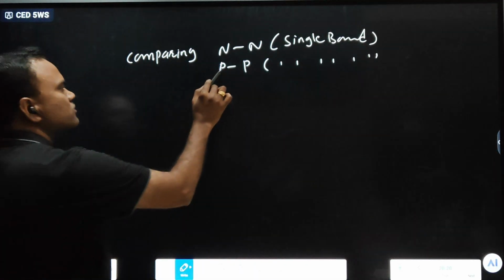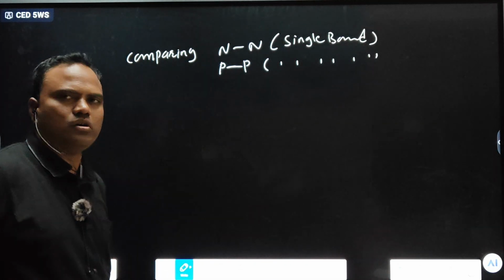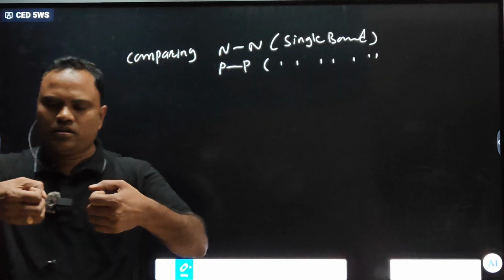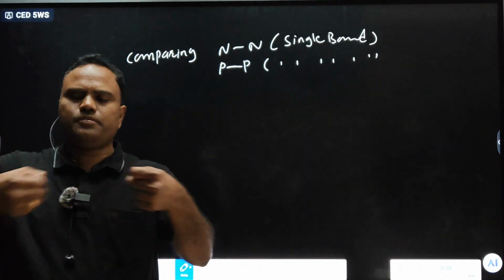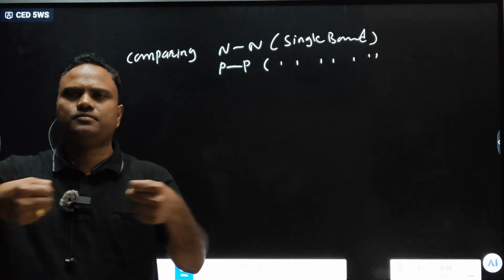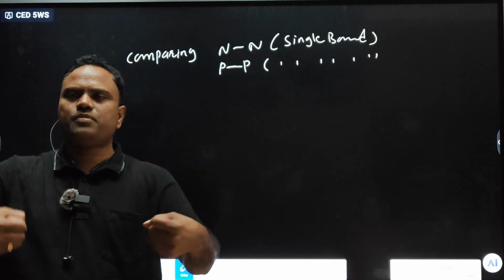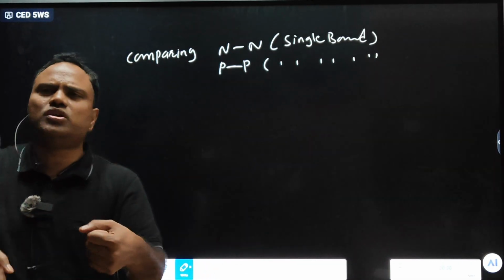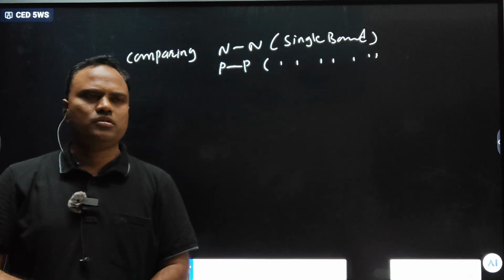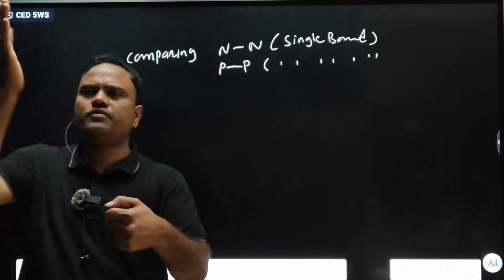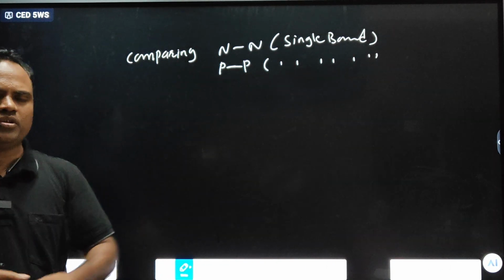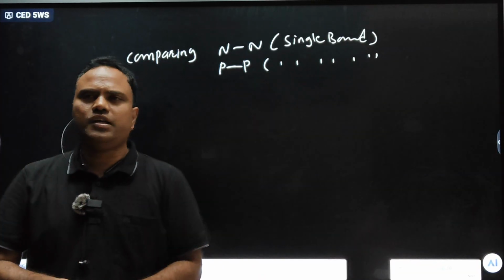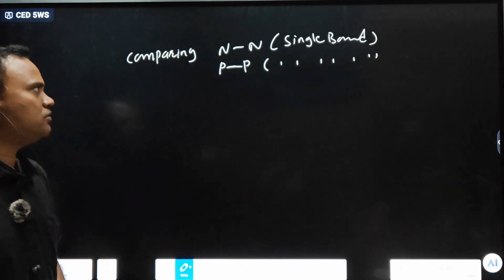Can you guess which is having strong bond order, bond energy? This is nitrogen, in between one single bond is present. Phosphorus, one single bond is present. Bond energy in the sense is the amount of energy required to break the bond. So which bond can we break easily? NN bond or PP bond, and so on.